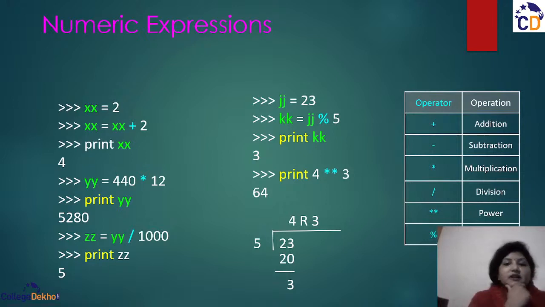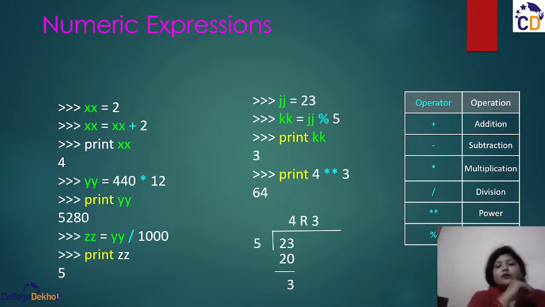Then we have double asterisks. I told you double asterisks are used for power. So it is showing 4 power 3, that is 4 into 4 into 4. So you will get 64.